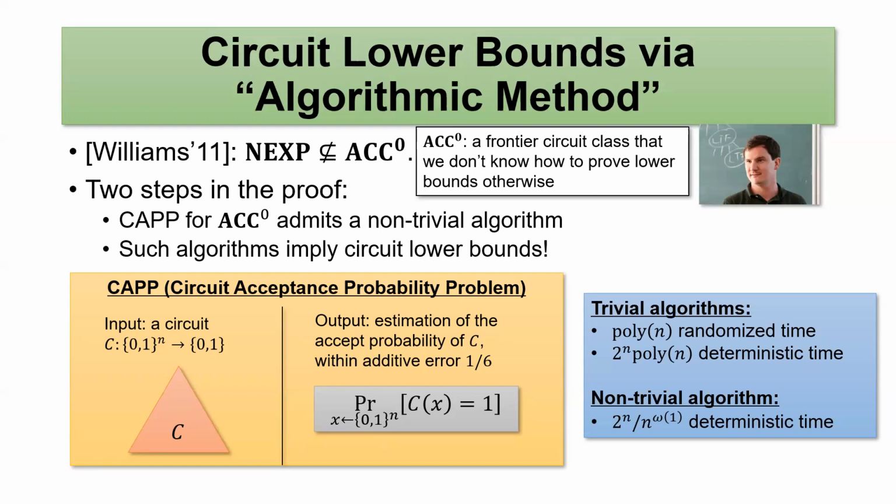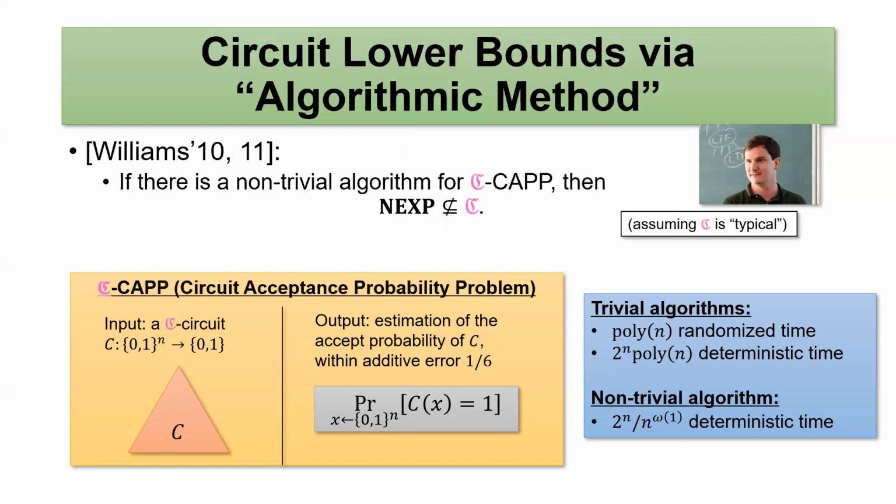So here, by non-trivial algorithm, we mean an algorithm that is n to the small omega 1 times faster than the trivial deterministic one. Actually, Williams showed that for any typical circuit class C, if there is a non-trivial algorithm for CAPP restricted to C, then there is a lower bound for non-deterministic exponential time against C. For the purpose of this talk, we consider a lower bound for E to the NP instead of NEXP.